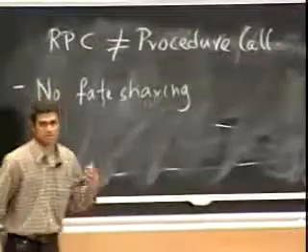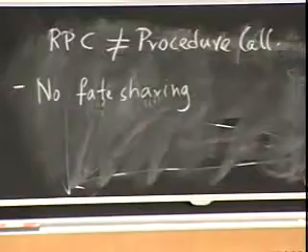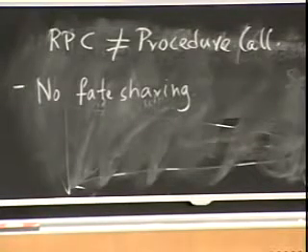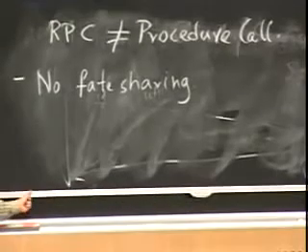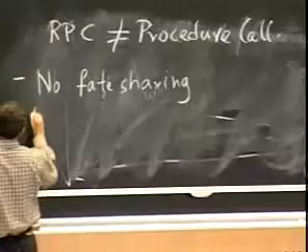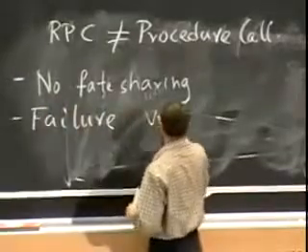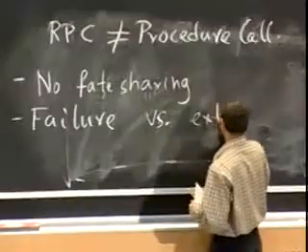Already you have a big difference from a regular procedure call. Previously I presented this as an advantage because if you have fate sharing, then the caller is always at the mercy of the callee. But because you have no fate sharing, you have other problems to deal with. In particular, all of these stem from the fact that it's extremely hard to distinguish between a failure versus extremely slow.